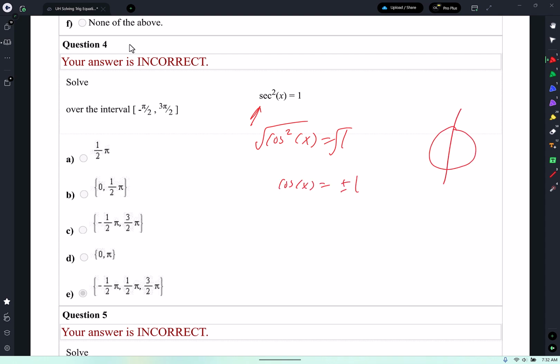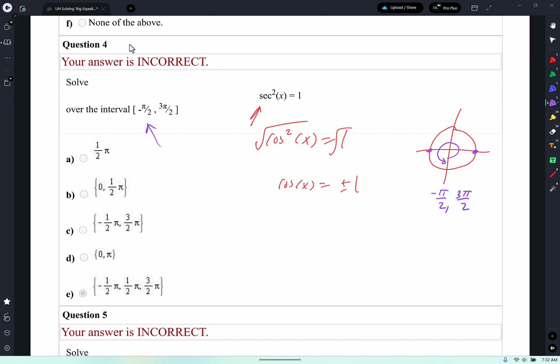And that's it. You stop and you're like, okay, well, where's cosine either a positive 1 or a negative 1? Well, start at negative pi over 2. So here's negative pi over 2, because remember, if you go clockwise, it's negative, right? And I'm going to end at 3 pi over 2. So if I go one revolution like that and I stop there, that's also 3 pi over 2.